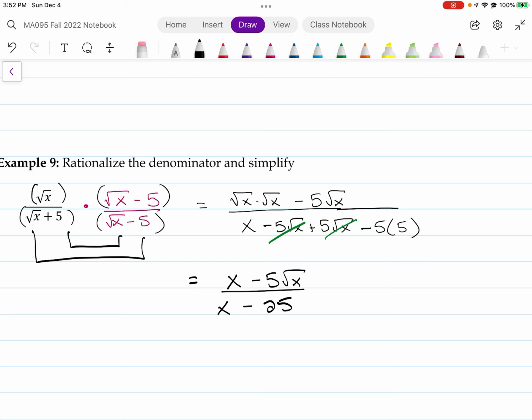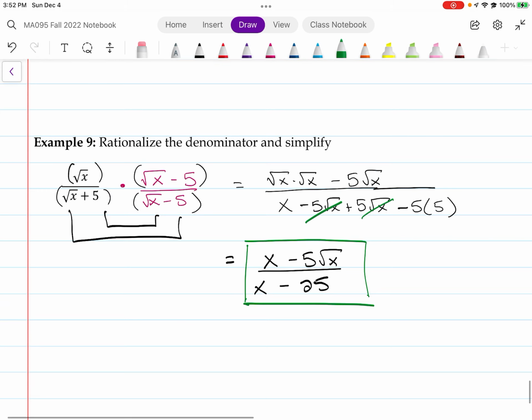Can we cancel the x's? Can I go like this? No, no, because there's a minus, right? There's a minus on both of them, so you cannot cancel things out. Cancel factors. Factors are multiplied. And that's the final answer.